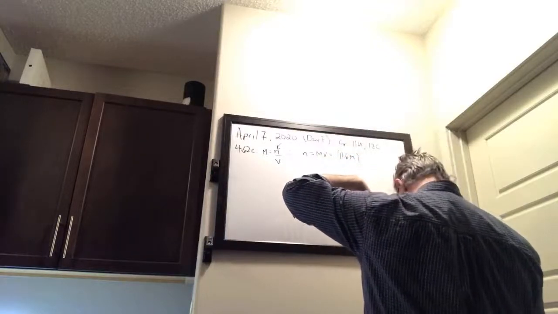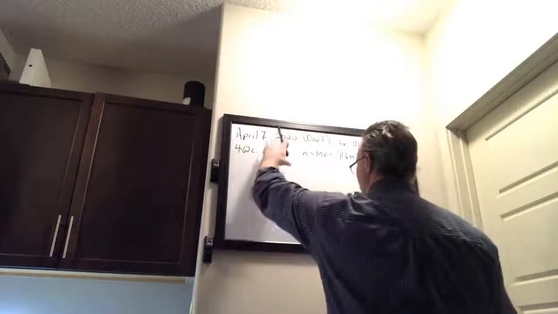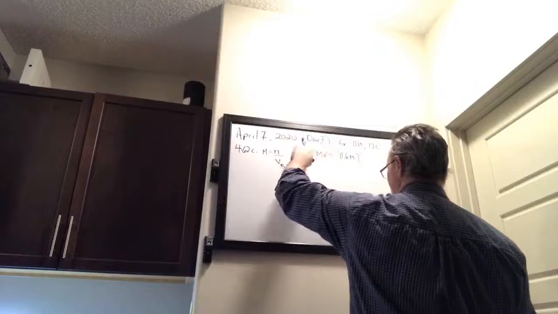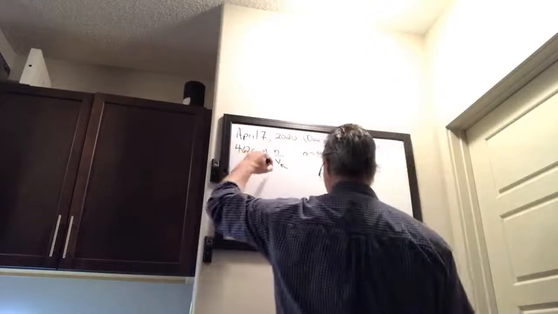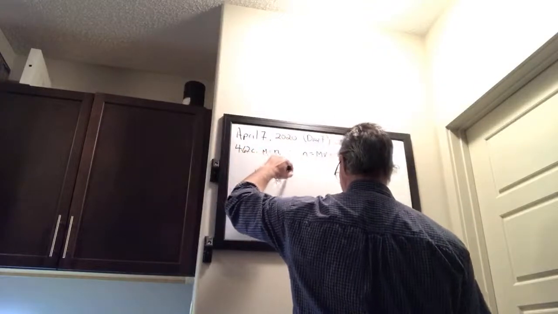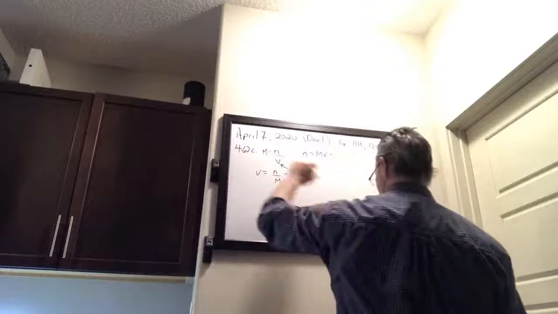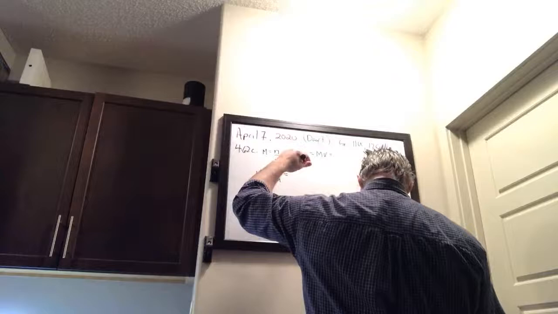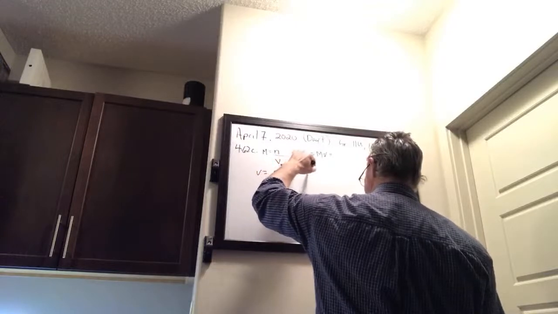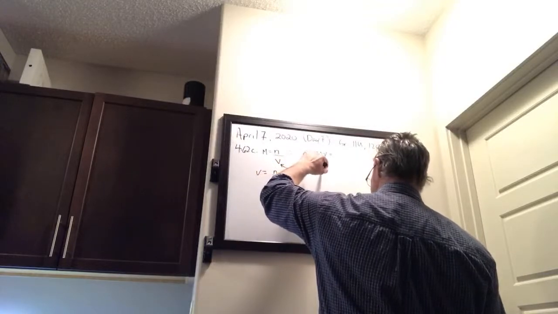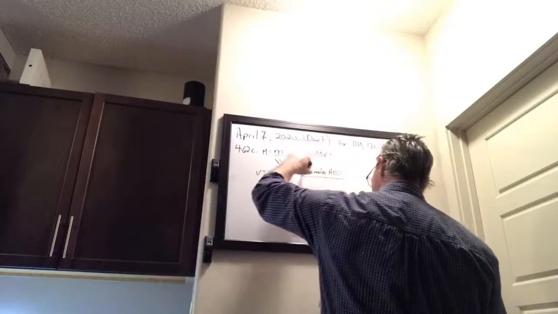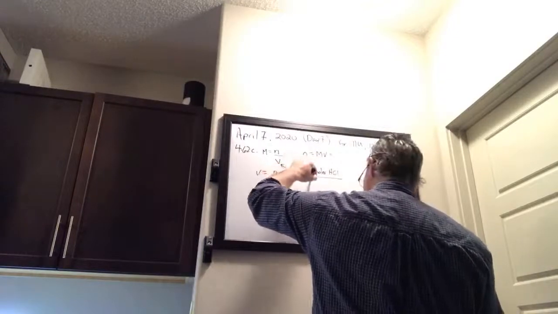oops, no. Milliliters, no, that's not what we're looking for. We're looking for this. So we're going to rearrange it to have V by itself. So V is equal to n over M. Sorry about that. The number of moles is 0.255. The molarity of the solution is 11.6.